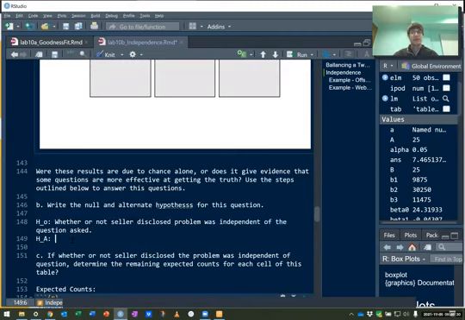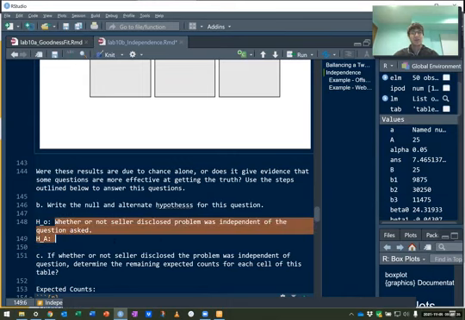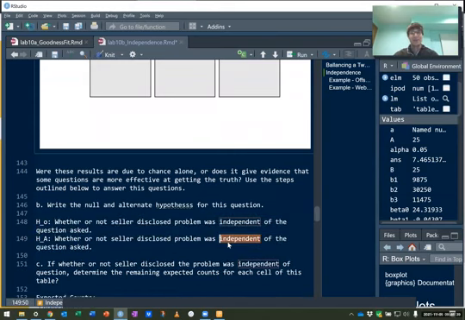The alternative hypothesis is that whether or not the seller disclosed the problem depends on the question. What's the opposite of independent? Dependent. They're more likely to disclose it given certain questions.